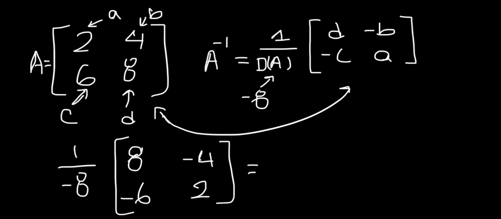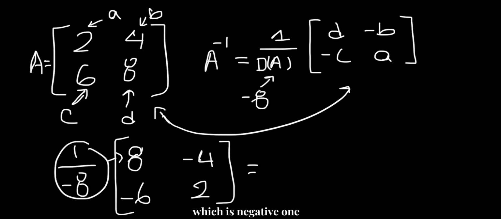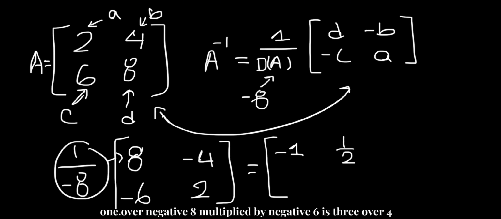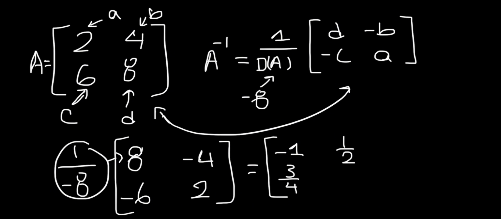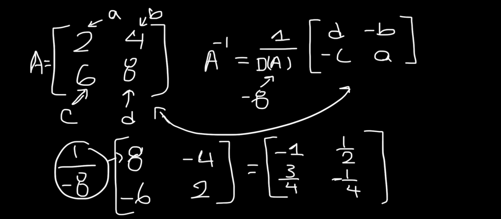So 1 over negative 8 multiplied by 8 is 8 divided by negative 8, which is negative 1. 1 over negative 8 multiplied by negative 4 is 1 over 2. 1 over negative 8 multiplied by negative 6 is 3 over 4. And 1 over negative 8 multiplied by 2 is negative 1 over 4. This is therefore the inverse of matrix A.